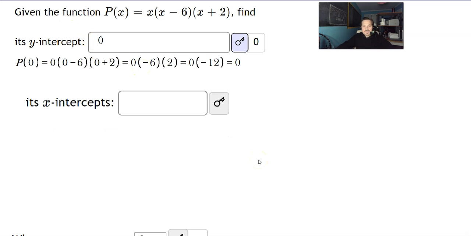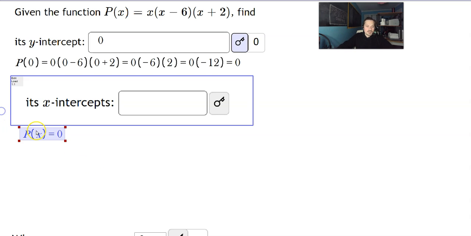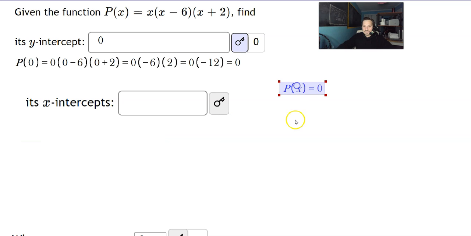Next part says, find the x-intercepts. Well, x-intercepts are always found as follows. You take the function and you set it equal to 0. P of x equals 0. That's an equation, and you solve the equation. Let's do that. I'm going to do it over here, maybe where I have more room. So in our case, I'm going to set x times x minus 6, because that's the expression that represents it, and then x plus 2, I'm going to set that equal to 0. Luckily, on the left side, we are already in factored form.